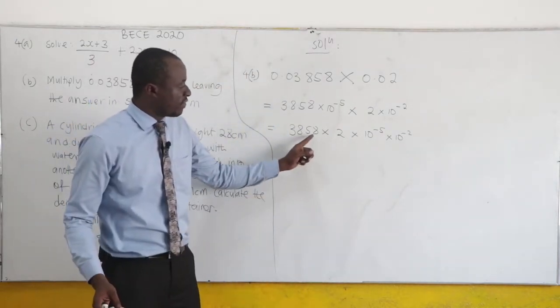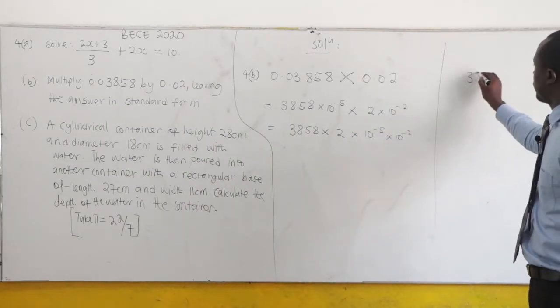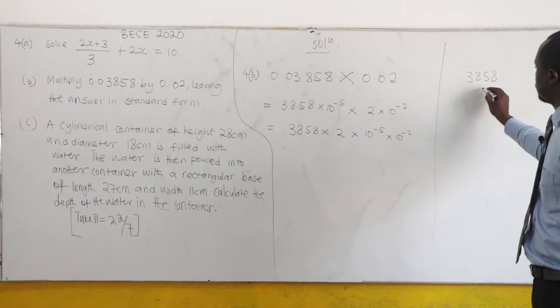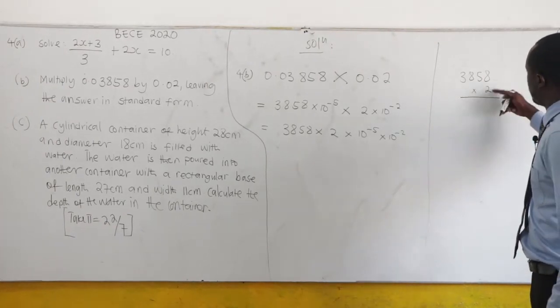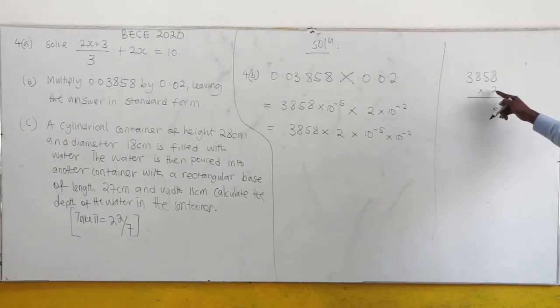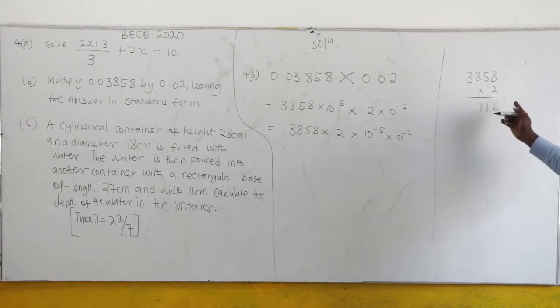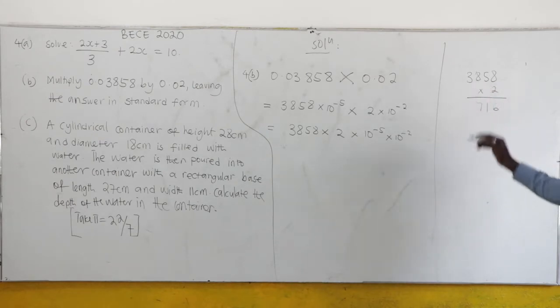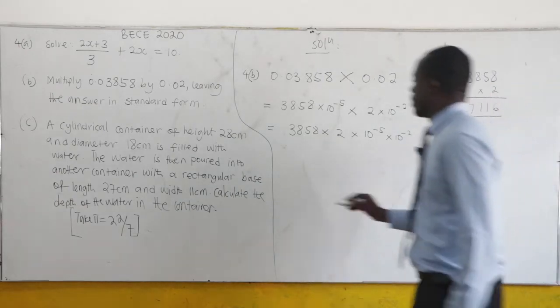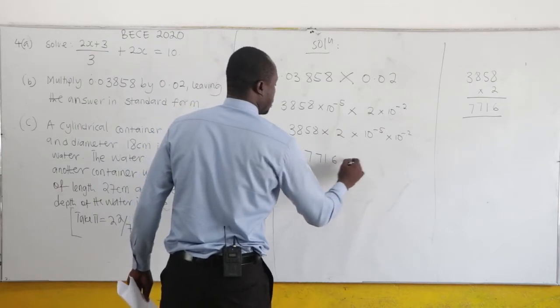Now what is 3858 times 2? So let's do that over here. 3858 times 2. Now 2 times 8 is 16. So 6, carry 1. 2 times 5 is 10, plus 1 that would be 11. 2 times 8 is 16 plus 1, that is 17. 2 times 3 is 6 plus 1, 7. So this is giving us 7716 times.